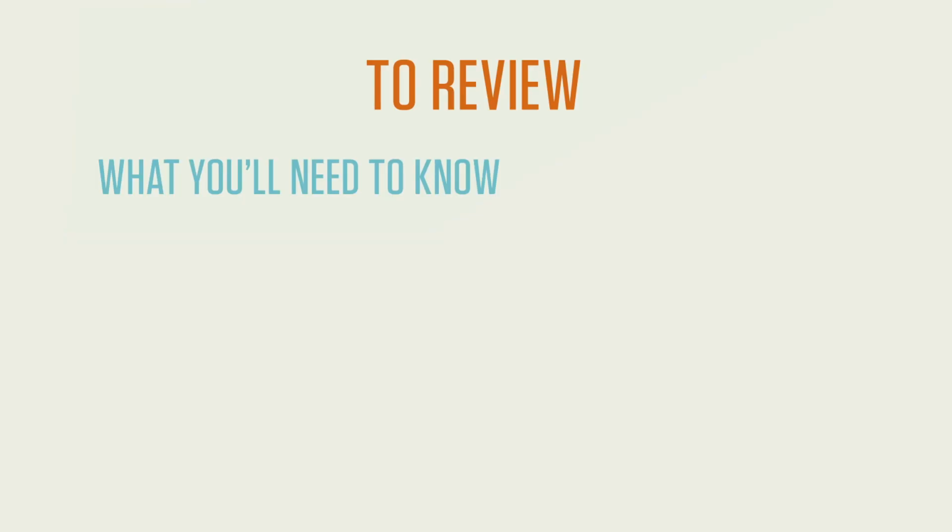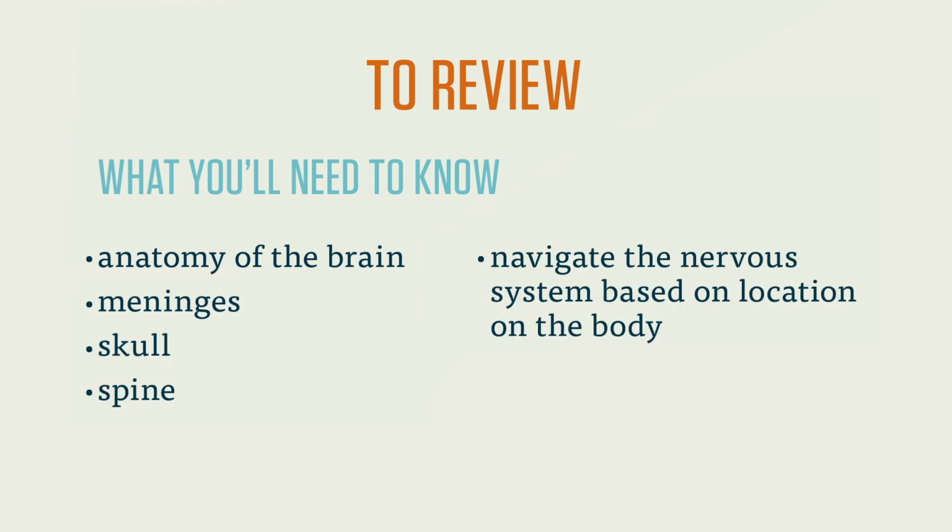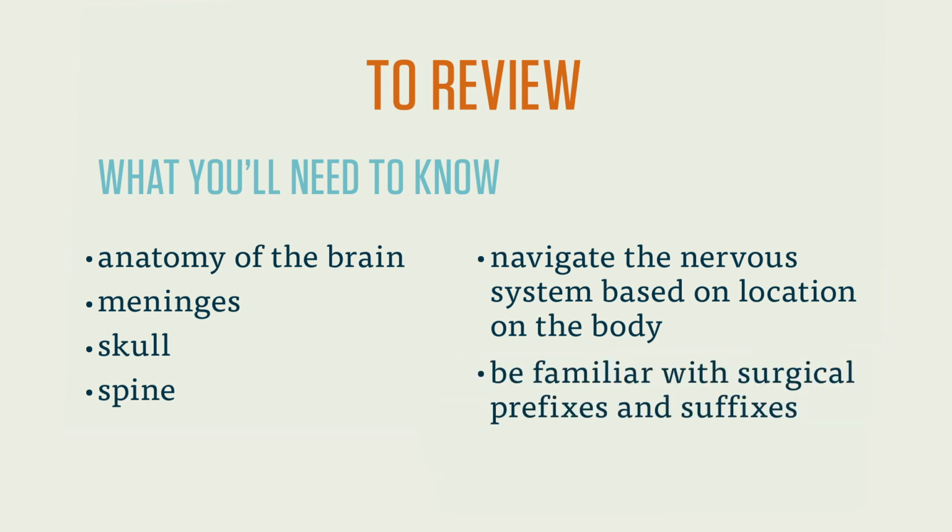To review, in order to nail your CPC exam question on the nervous system, you'll need to know the anatomy of the brain, meninges, skull, and spine. You need to be able to navigate the nervous system based on the location on the body. You should be familiar with surgical prefixes and suffixes. Note that in your CPT manual, you can find informative diagrams of the skull, spinal column, and nervous system. Make a master list of pages that feature anatomical diagrams and refer to them during the test in case you get stuck.